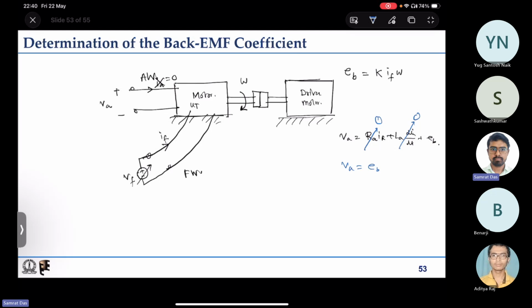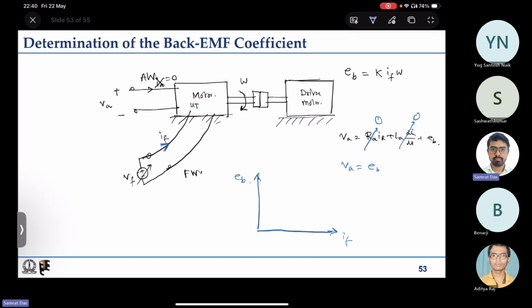So now what do we do? We again plot something. We inject some field winding current. So the x-axis here is field winding current, and this is the induced EMF. This is also known as the OCC, open circuit characteristic. So that relates the induced EMF and IF at a particular speed.